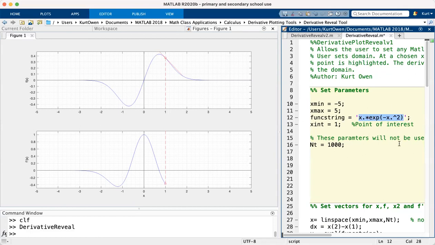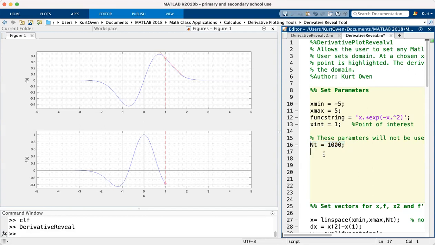Although the AI may do it differently. So you need to be able to give it any function in the parameters. And then you need to be able to take a point on the domain where you're going to analyze the function. NT is simply telling how many points are being used in order to generate the curve. Right now we're using 1,000 points to generate this curve.